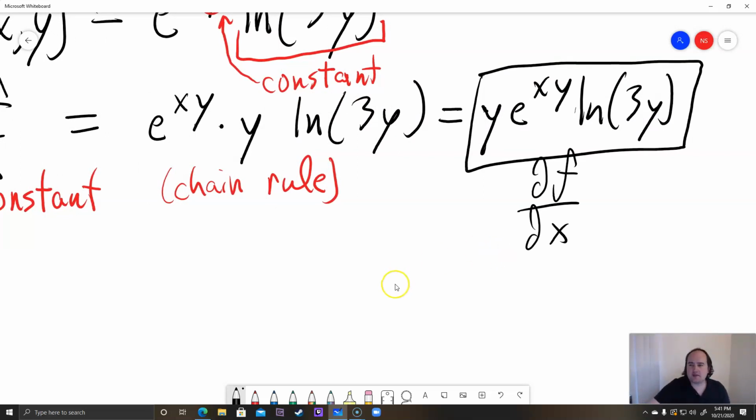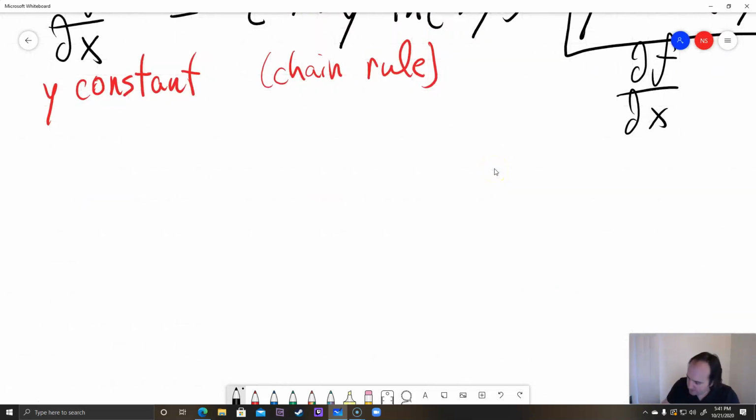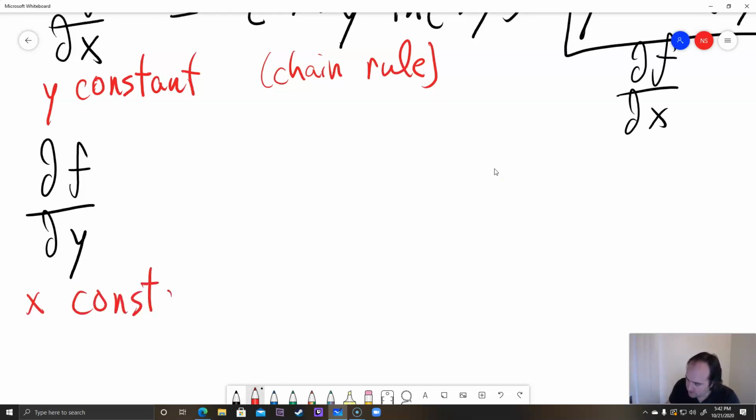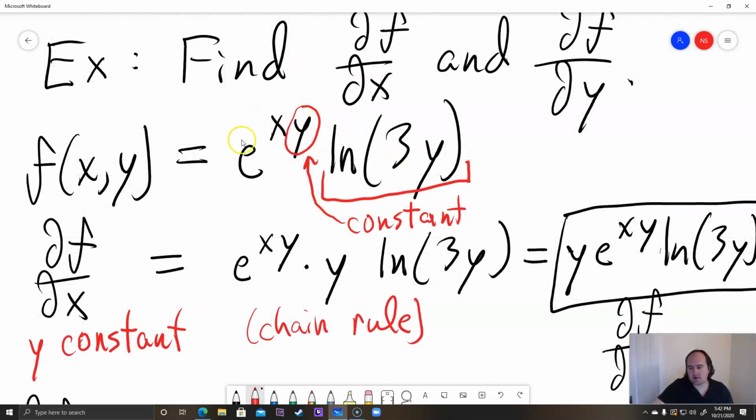Now the more challenging one is the partial f, partial y. So let's do that one. For partial f, partial y, our other variable is going to be a constant. So here x is going to be constant, and we're taking the derivative with respect to y. But this is going to be more challenging because both of these factors involve y. So since we have something multiplied times something else, we're going to be using the product rule along with the chain rule.